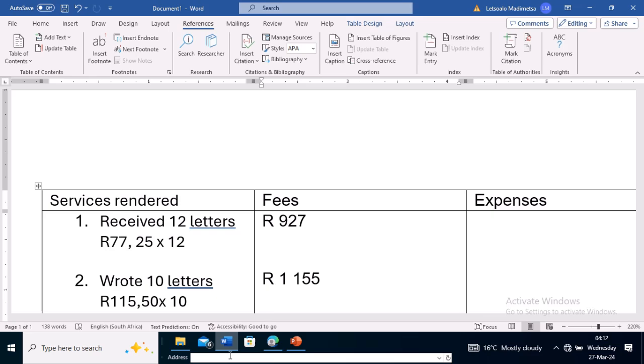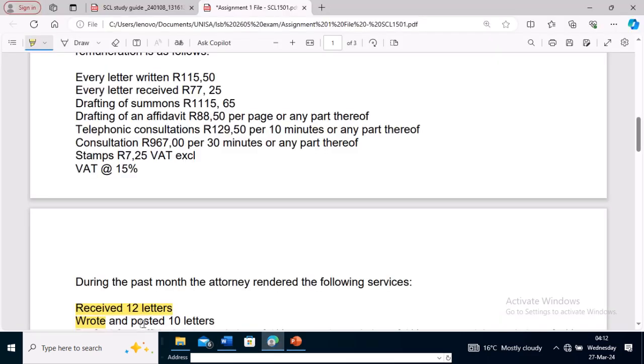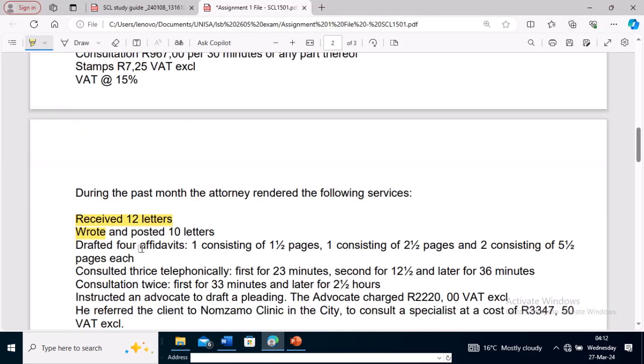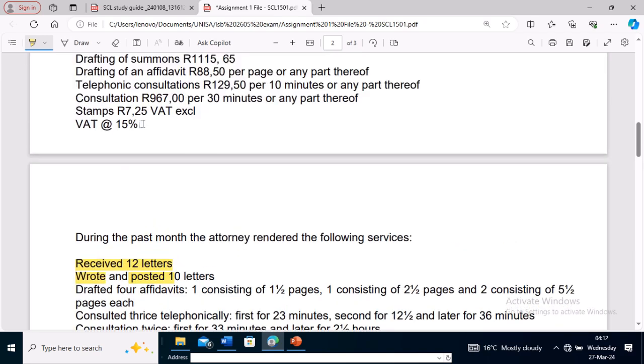Right? So we move to number 3, which is posted. When you're posting a letter, they charge you a stamp. Every letter has to go with a stamp. The VAT is excluded. Let's go to the stamp. The stamp is 7 rand 25 cent each, and VAT is excluded. We need to also add VAT, but we start with the amount of stamps, and after that we add VAT, because this is from the post office.